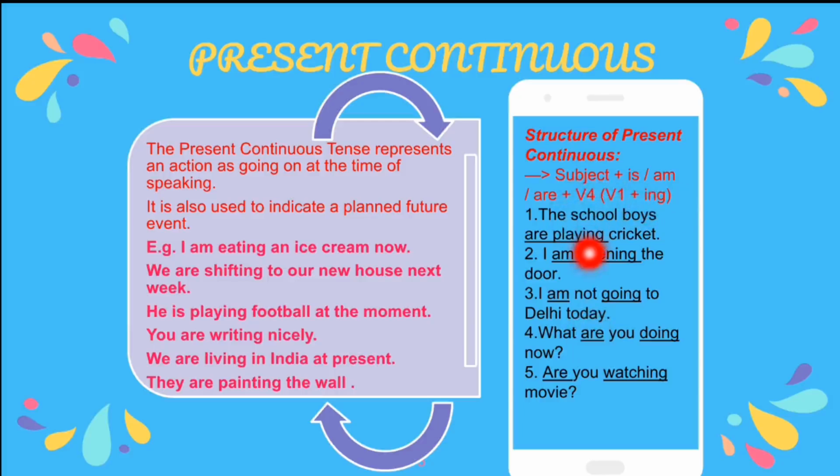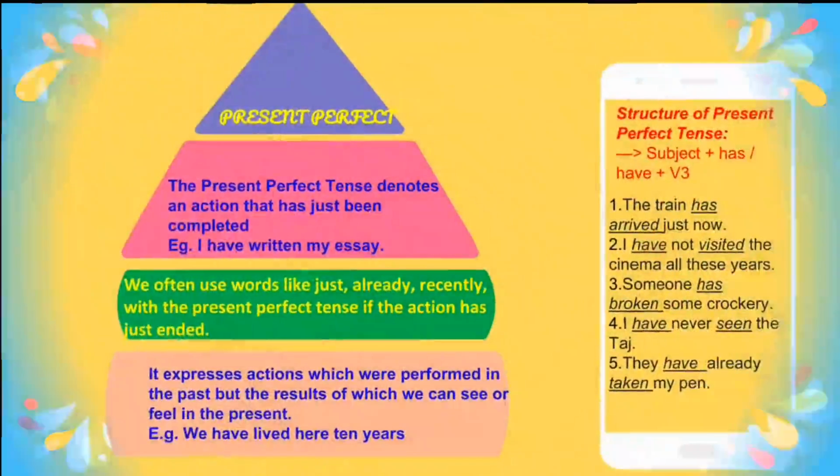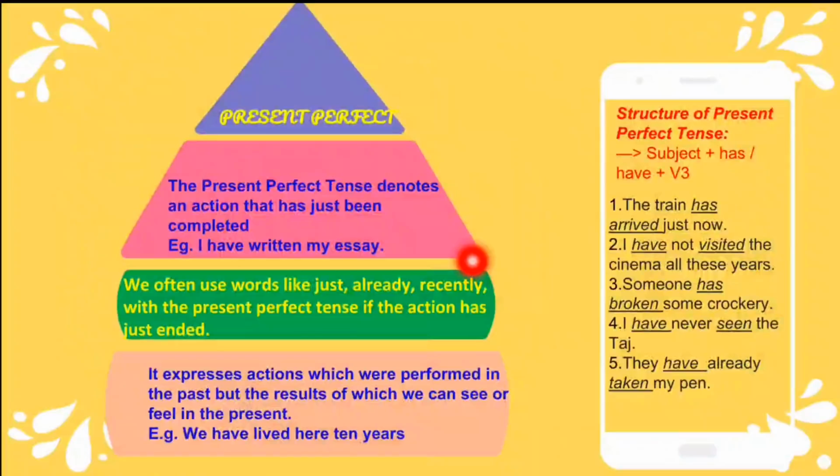Examples are given here. And it also expresses actions which were performed in the past but the results of which we can see or feel in the present. For example, we have lived here for 10 years. So the action has taken place from the past, but now it is still continuing. It's still going on. So that is present perfect tense.